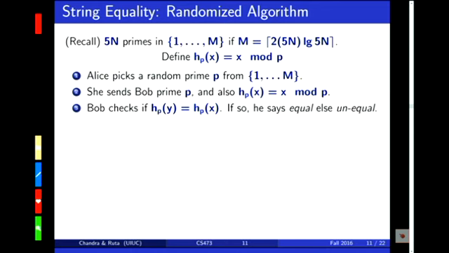And then Bob can compute hp of y, because he has p. He compares whether the hp of y that he computed is the same as the other message he got from Alice, which is hp of x. If it is, he says equal. Otherwise he says unequal.